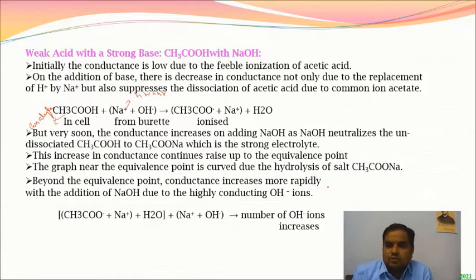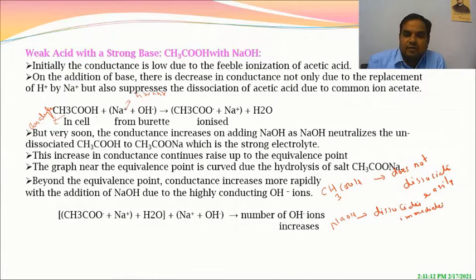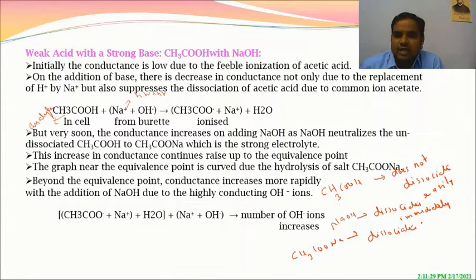In this way, when you look here at CH3COOH, it does not dissociate easily. Whereas sodium acetate, CH3COONa, dissociates better than acetic acid. What happens here? Na plus ions have low ionic conductivity. What are the highly conducting ions here? H plus and OH minus.